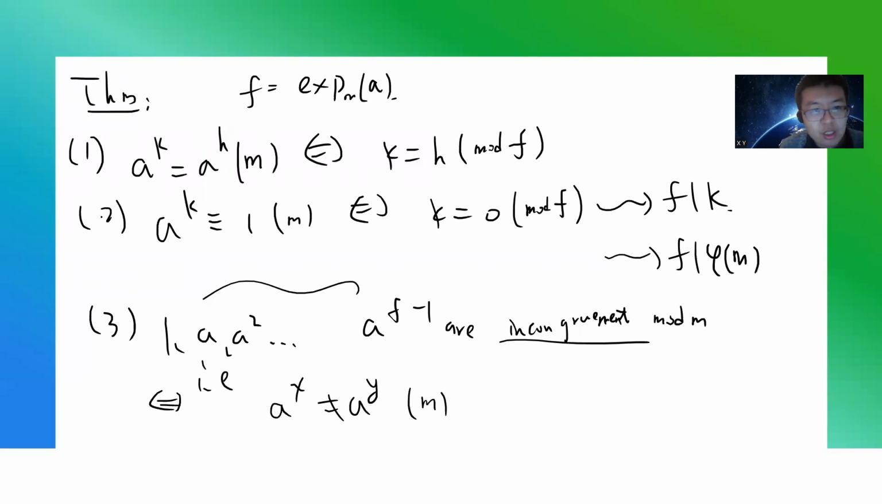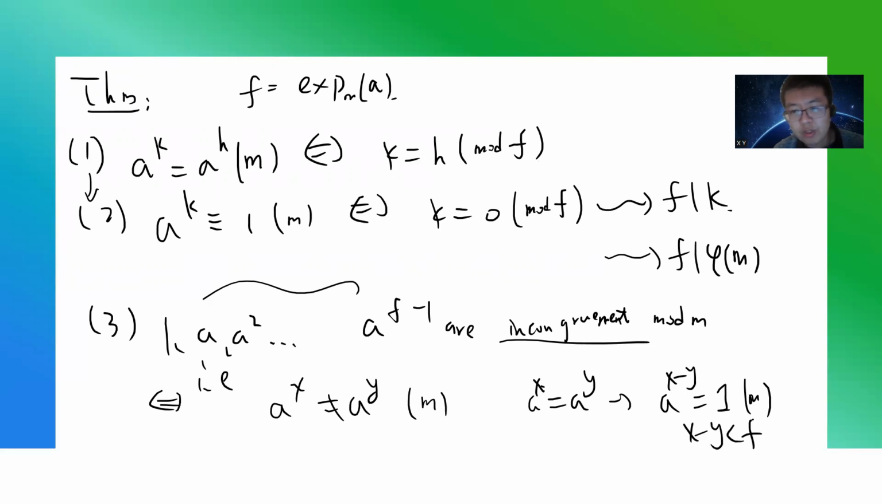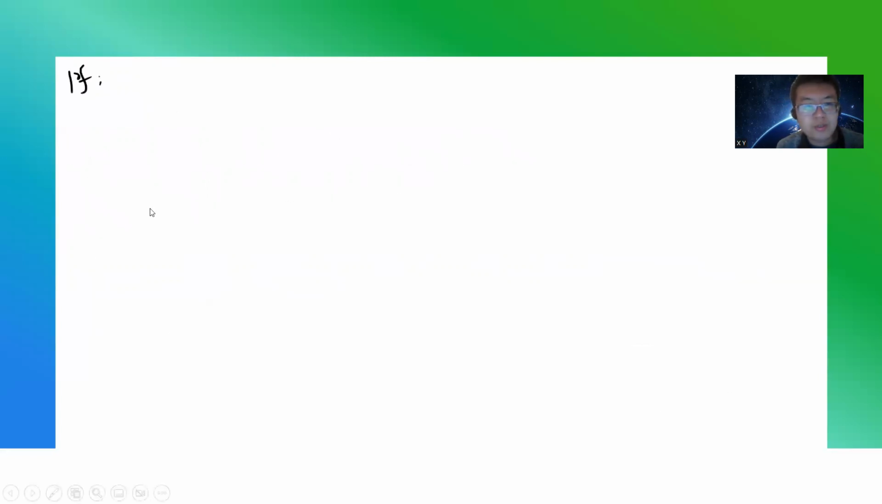Okay, so going from 1 to 2 is trivial, right? Because you can just set h to be 0, then you have this. So 1 implies 2 is trivial. And 3 is also true, right? If a to the x equals a to the y, then you have a to the x minus y equals 1 mod m, with x minus y less than f. This violates the minimality of f. So 3 is also trivial. So the only thing we need to prove is number 1.